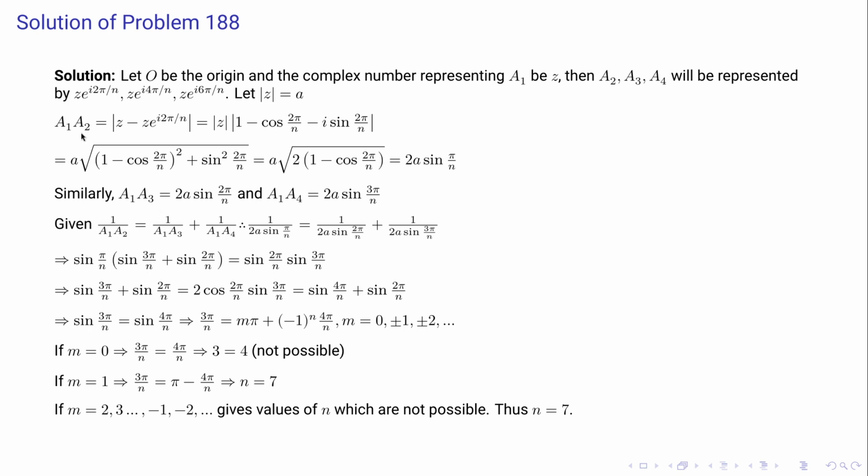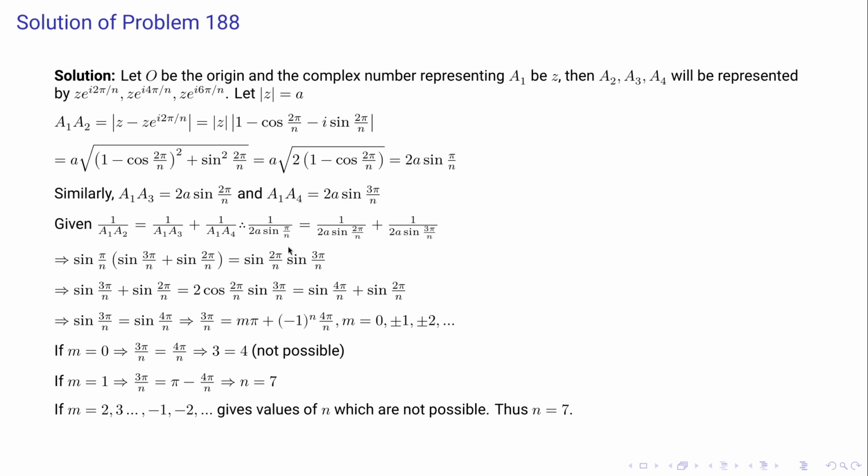So since we have A1A2 here, and this is a regular polygon, A1A3 will be 2a sin 2 pi by n, and A1A4 will be 2a sin 3 pi by n. Now we substitute this in the given formula. That is 1 by A1A2 is equal to 1 by A1A3 plus 1 by A1A4.